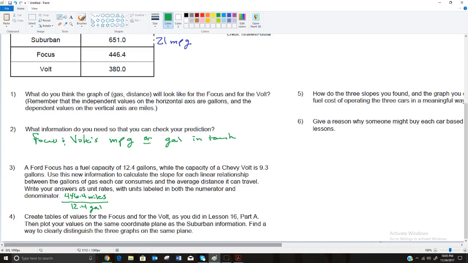So if we take the top number and we divide it by the bottom number, that's how you do it if you want to have the bottom number be 1. 446.4 divided by 12.4, and that comes out to be 36 miles per gallon. So on average, the Ford Focus is getting 36 miles per gallon.